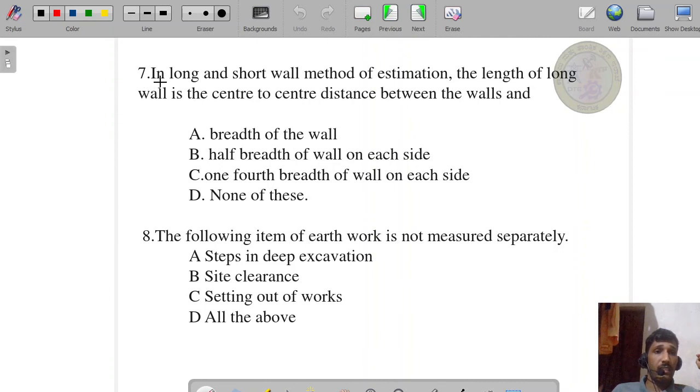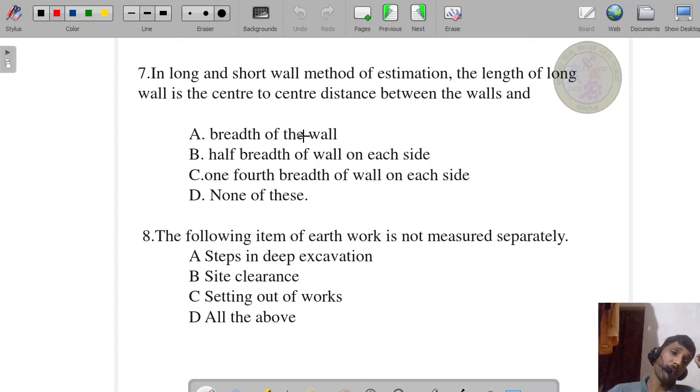Next, question number 7. In long and short wall method of estimation, the length of the long wall is the center to center distance between the walls and dash. Which is the correct answer? Breadth of the wall, half breadth of the wall on each side, 1/4 of the breadth of the wall on each side, none of this. The exact answer is half breadth of the wall on each side. B is the correct answer.